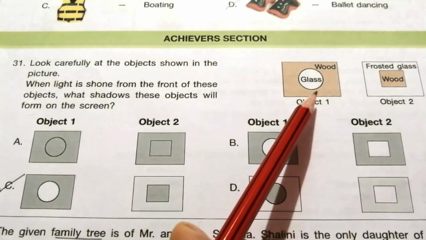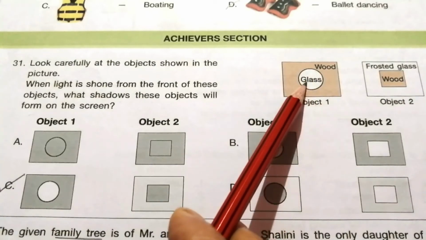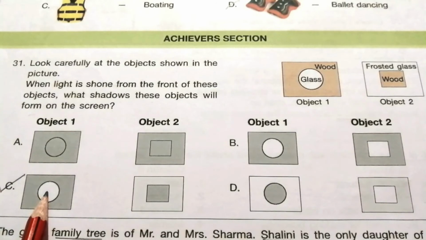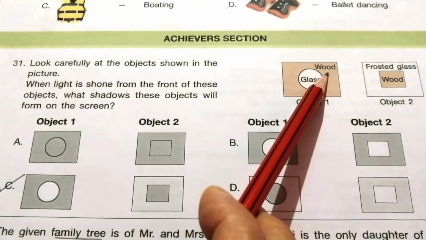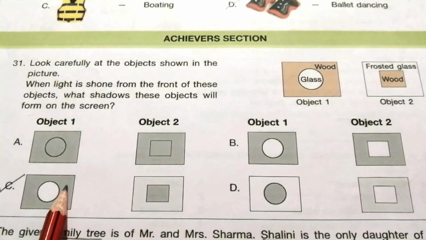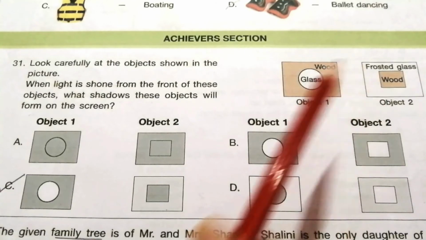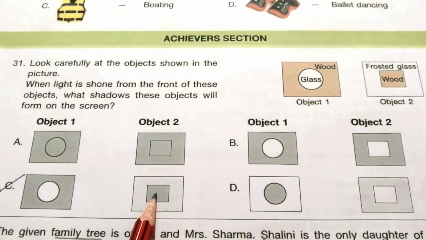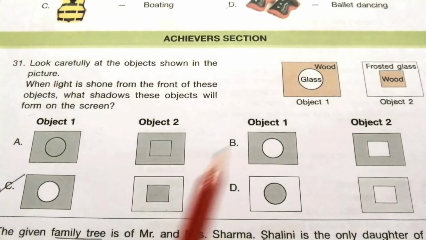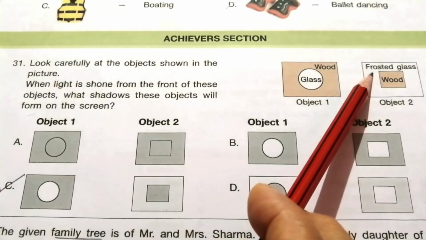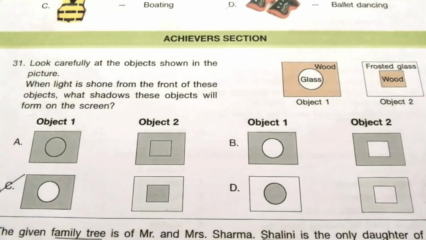This is the shadow for object 1. Glass allows all the light to pass through it. Wood doesn't allow the light to pass through it. And this is the shadow for object 2. Here the center one is wood. It doesn't allow the light to pass through it. And frosted glass allows only partial light to pass through it. So light shadow here.